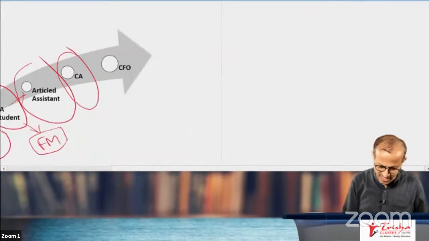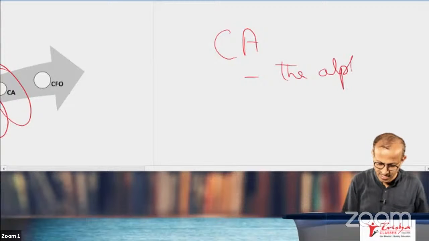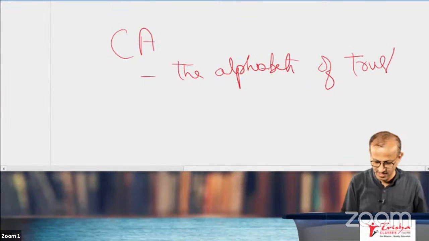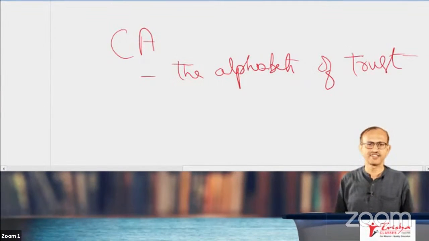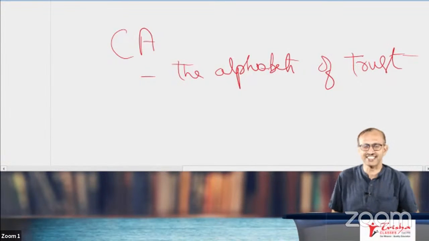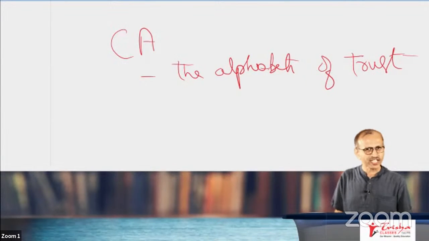Have you seen this? Have you heard this? Anyone heard this? Very interesting. One of ICAI's quotations: CA, the alphabets of trust.